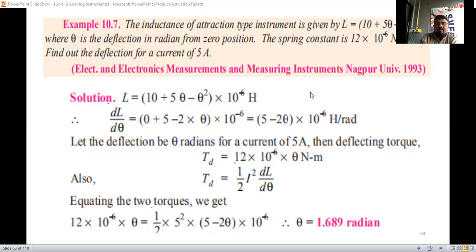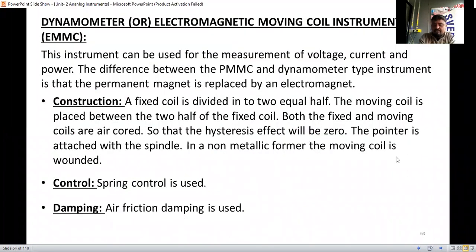Okay. So that completes the moving iron instrument. The moving iron instrument numericals are completed. The next part we will go to is called the EMMC, Dynamometer or EMMC. EMMC is nothing but the electromagnetic moving coil instrument.